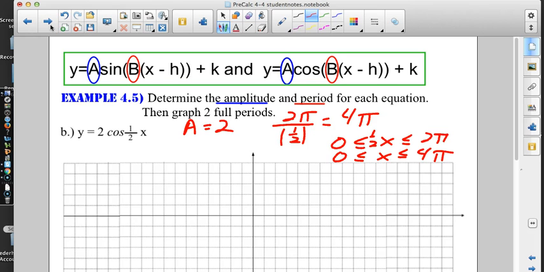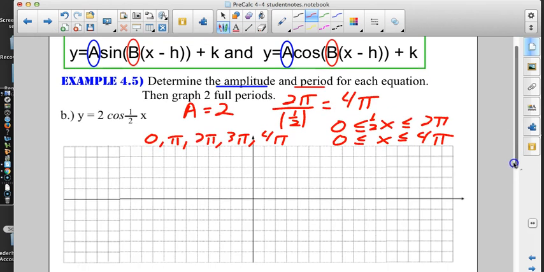What's the length of our increments? 1 pi, yeah, because 4 pi times 1/4 is 1 pi. So we're going to have 0, pi, 2 pi, 3 pi, 4 pi. Like that one. All right, so let's get that labeled on there.